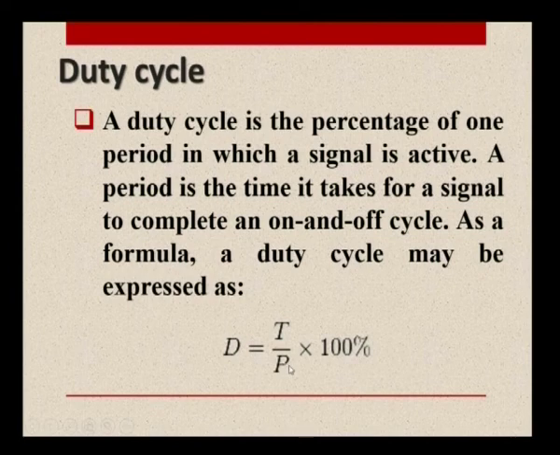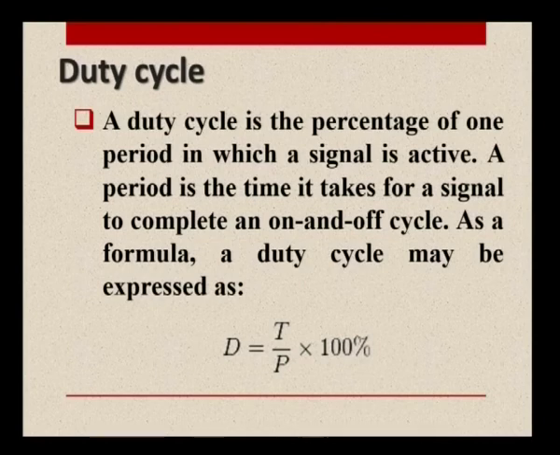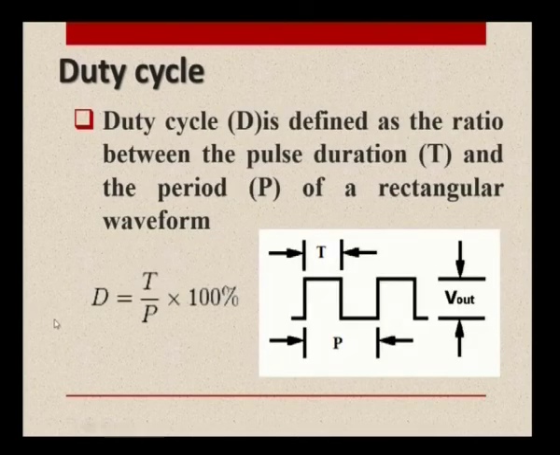So, we need to look at the typical waveform, then only we will get the full understanding of the duty cycle. So, let us have a look at the typical waveform. Here it is depicted. A duty cycle D is defined as the ratio between the pulse duration, which is represented as capital T, and the period of the rectangular waveform. Actually, here we restrict ourselves to only the rectangular wave. So, we have taken that diagram to explain what a duty cycle is. We have P in the denominator, which is mentioned here as the period. What is a period? One time period.